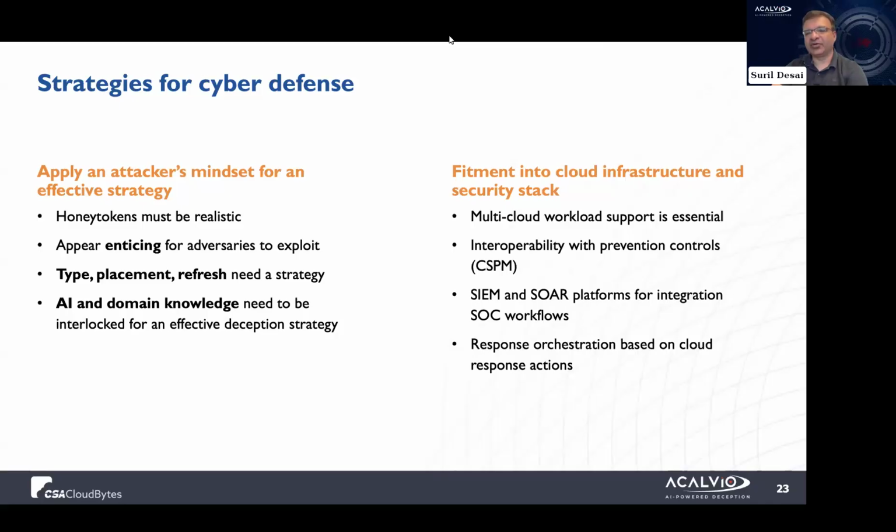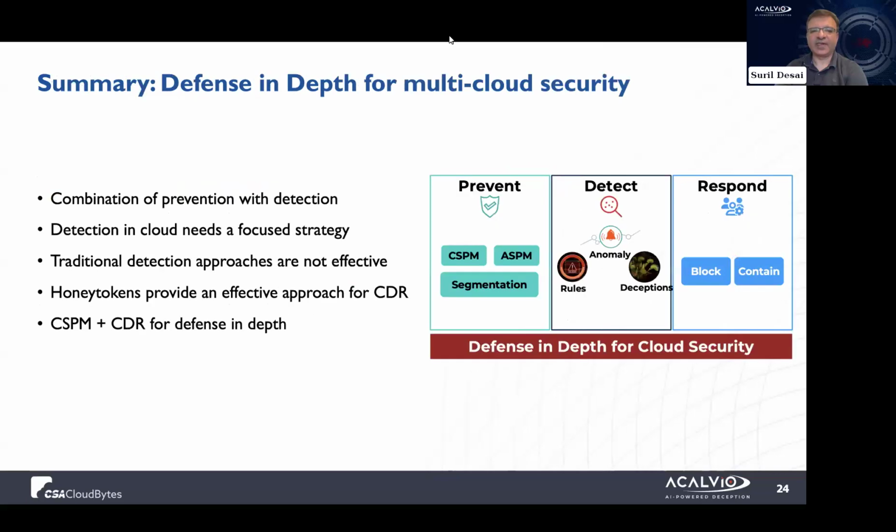Interoperability with prevention controls is very important. As a detection layer, it's very important to have a symbiotic and complementary integration with prevention-based security. So CSPM interoperability with honey tokens and cloud detection and response is integral to getting a comprehensive solution. SIEM and SOAR platform integrations are also very important so that the SOC team, which is the primary user of such a solution, would get a single pane of glass for performing threat investigation as well as response actions based on the detections.